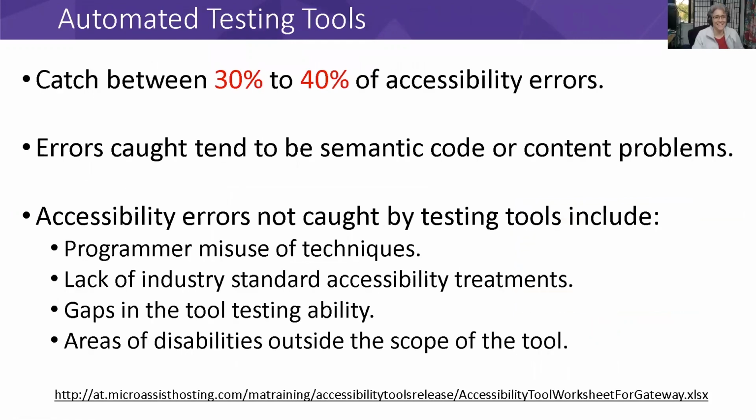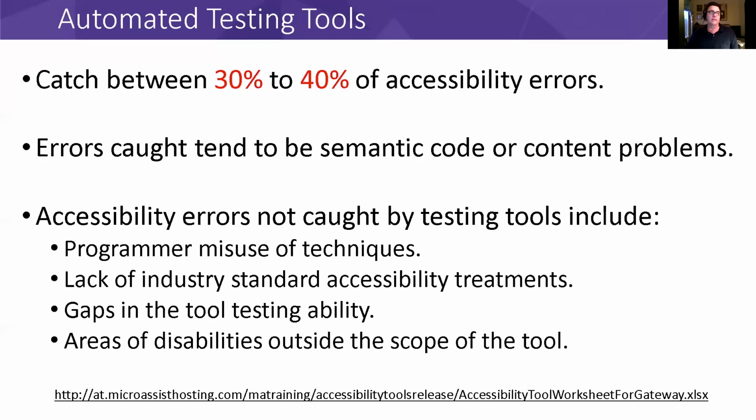So let's talk about the testing tools, right? Okay, so we're starting to warm up now. I'm going to show you some automated testing tools. Automated testing tools can only catch between 30 and 40% of accessibility errors. And that's just the way it is.